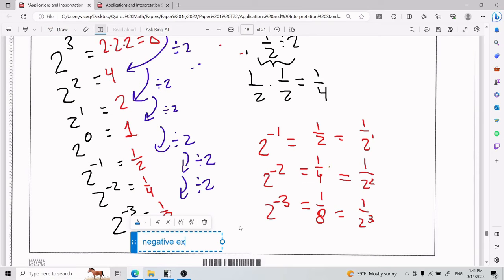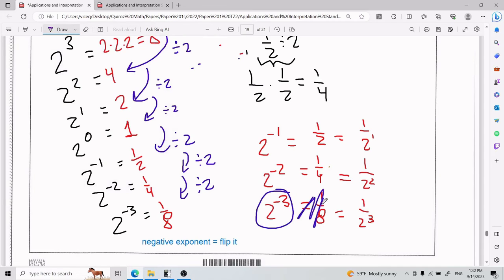Negative exponent means flip it. Whenever there's a negative exponent, you can just sort of flip it. So you can go from this 2 to the power of negative 3 immediately over to 1 over 2 to the power of 3. ¿Cierto? So you just sort of flip it, right?